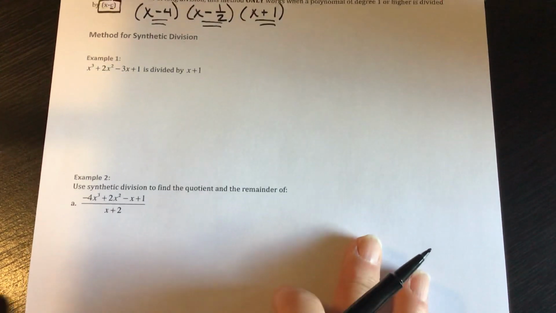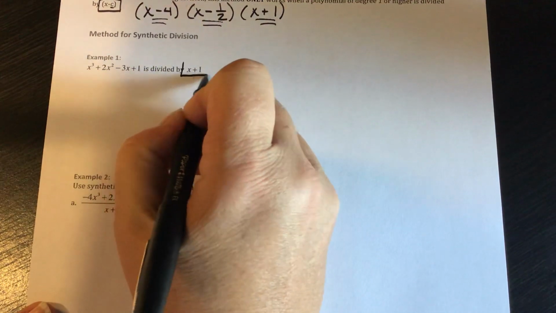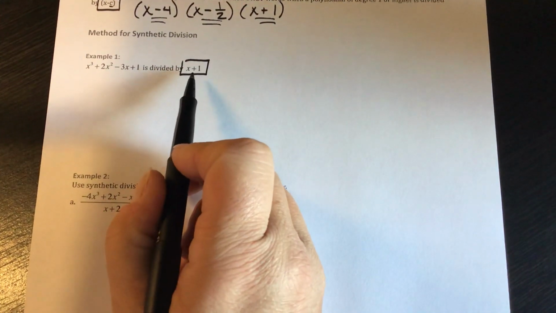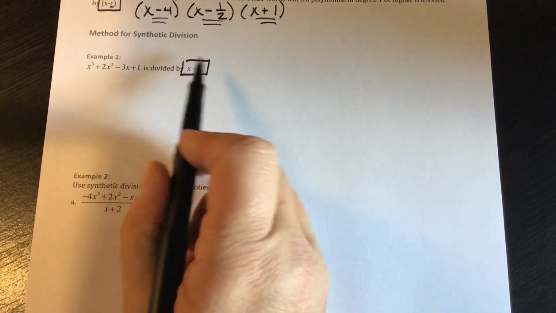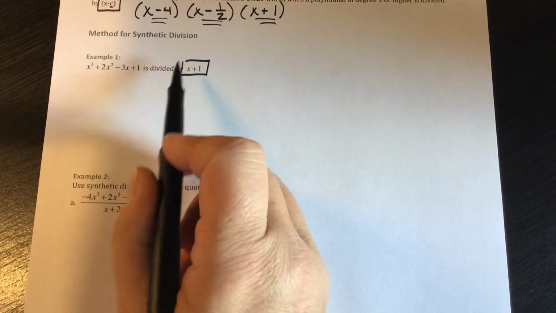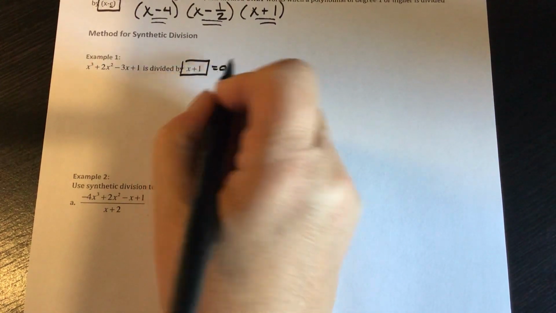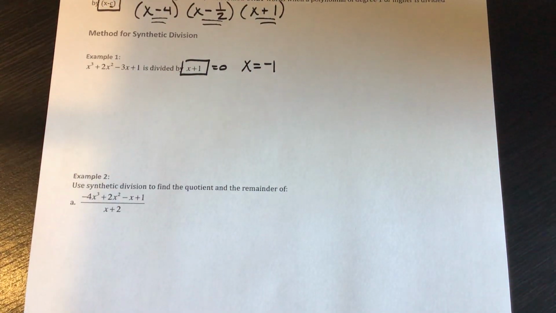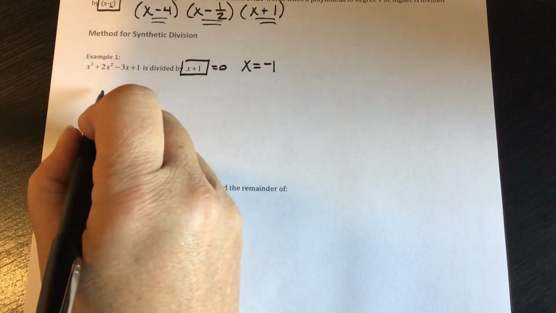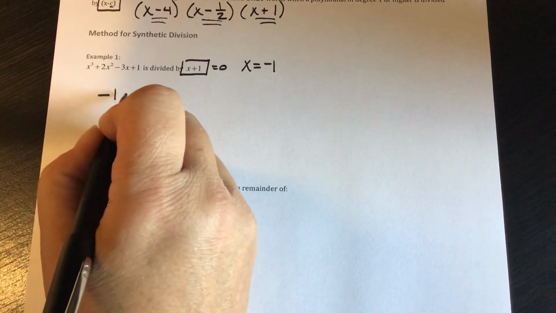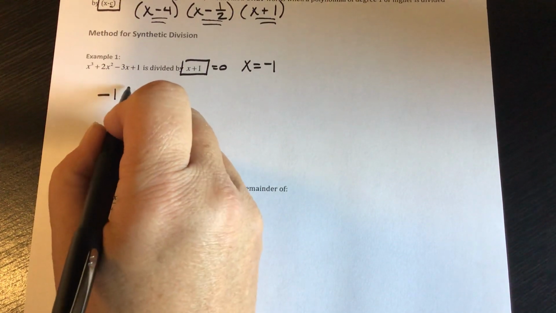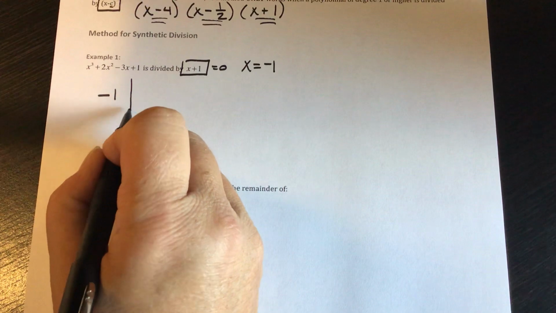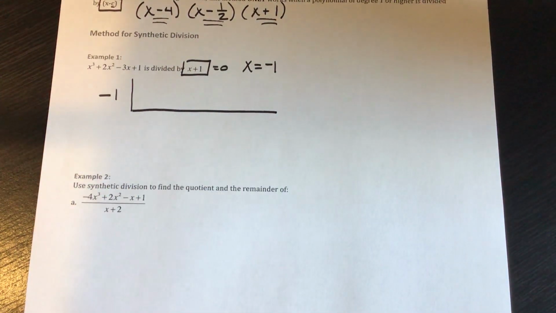So this is how this works. I'm dividing by this number, which is x plus 1, and I want to find the 0. I'm going to only look at the 0, so if I set this equal to 0, I get x equals -1. So that's the number I'm going to divide by, and I'm going to write this number over here, and then I'm going to make this little chart.